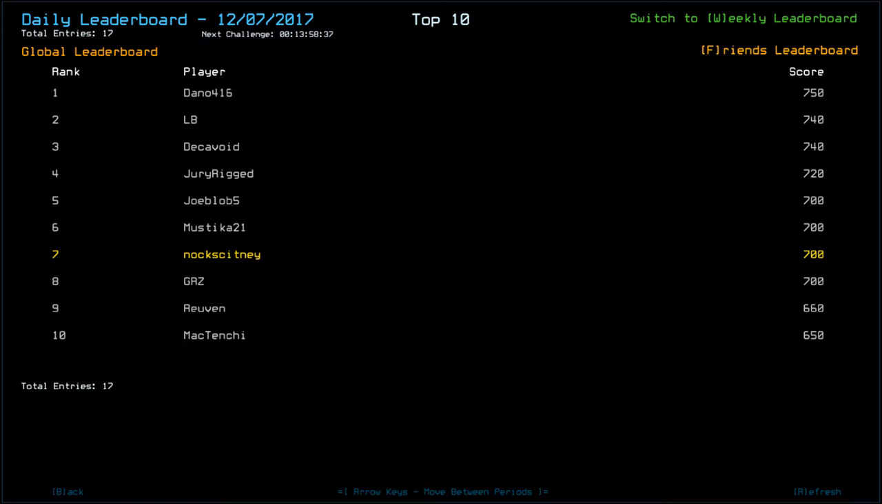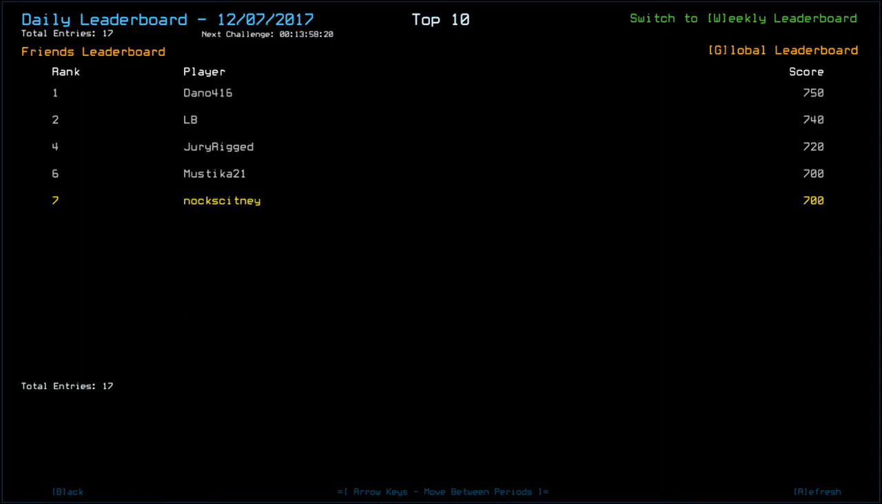LB, deck avoid, jury rigged. LB and deck avoid with 740. I'm guessing that's probably three scrap drop. LB with 720. I'm guessing that is two scrap drop. Then we have Joe Blob, Mustika, GRZ all on 700 with myself. Reuven with 660. MacTenshi 650. And that's everybody so far.